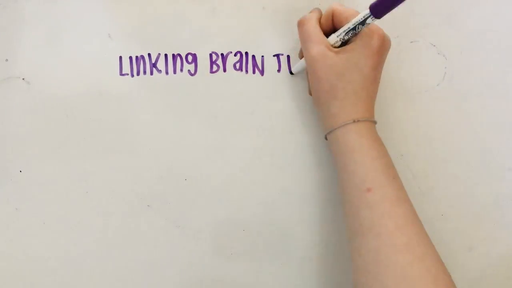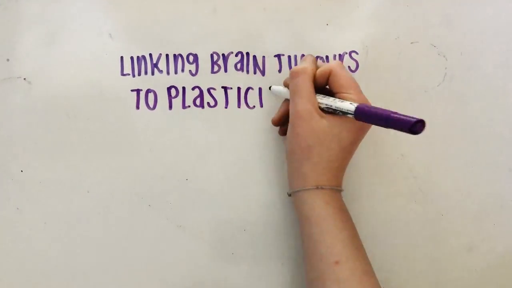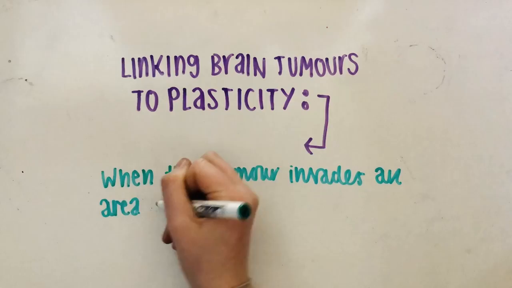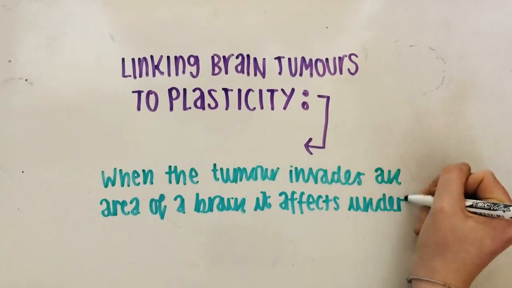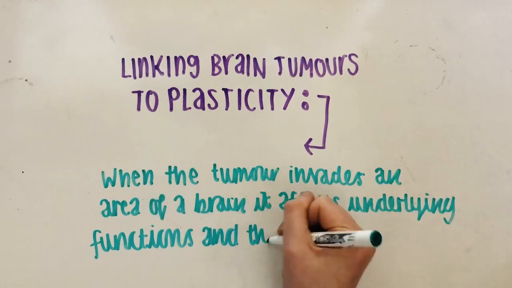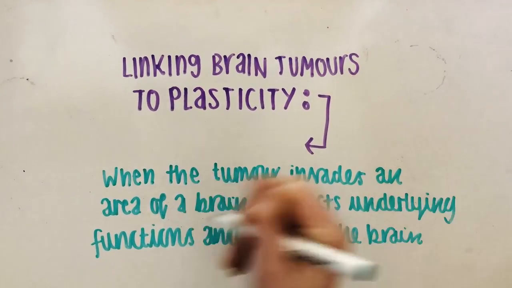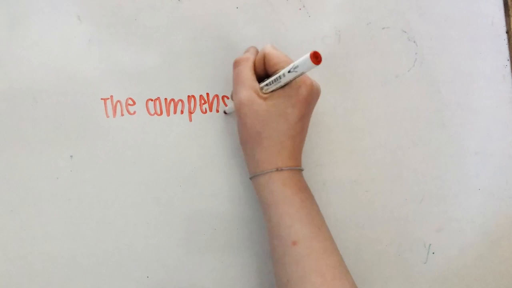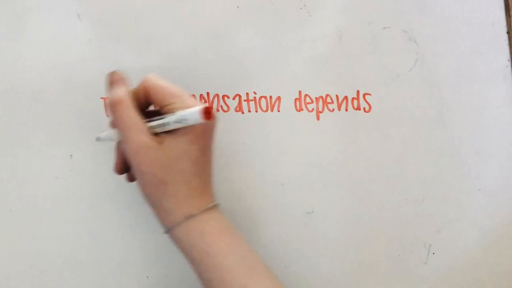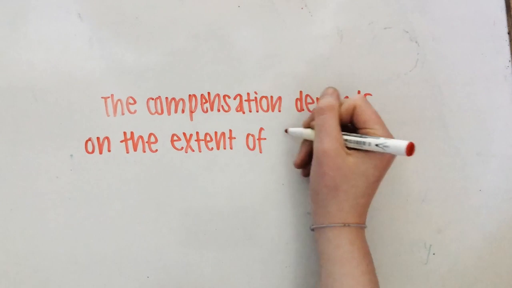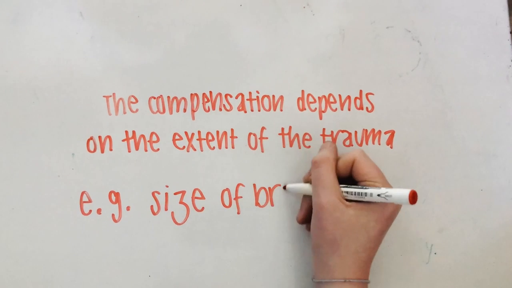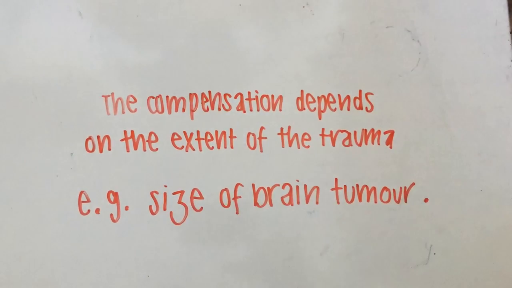So how can we link brain tumours to plasticity? When the tumour invades an area of the brain, it will damage it, and therefore it will affect the underlying functions. So this means that the brain will undergo reorganisation or plasticity to make sure those functions carry on. And the extent of this reorganisation or plasticity depends on the extent of the damage. So this might be affected by the size of the tumour.